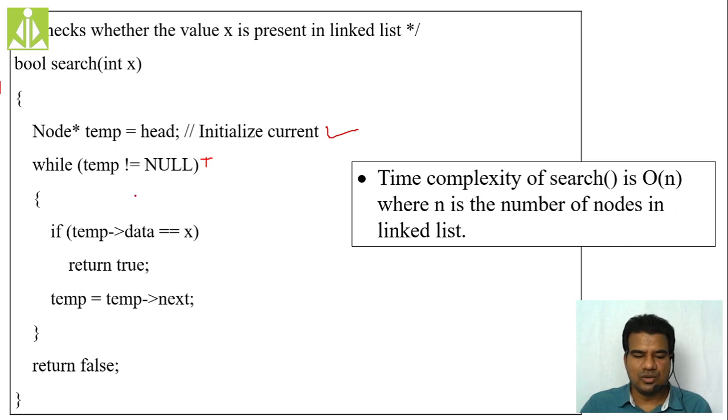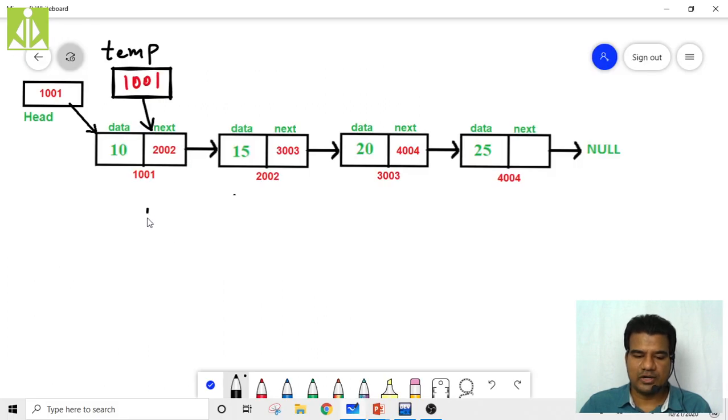So next, what I have to do, if this is true, check whether temp of data equals to x. What is temp of data now? So previously we were talking about temp of next. Now we are talking about temp of data. Temp of data equals to key or not. Isn't it key only, right? Or x, whatever variable name they will take. So here they have taken x, so I'm taking x.